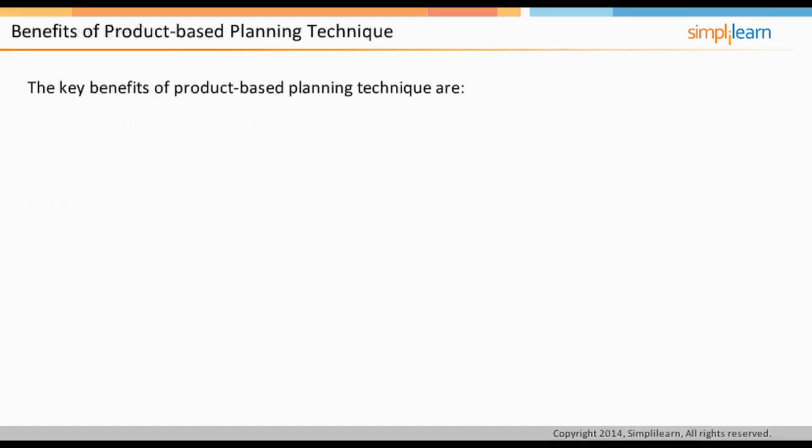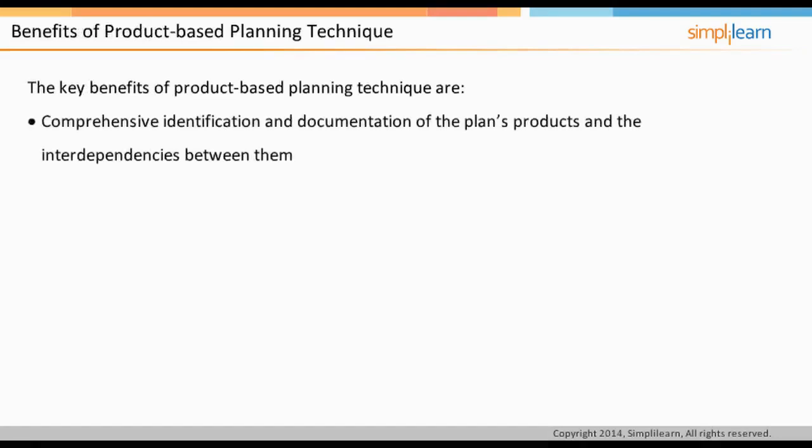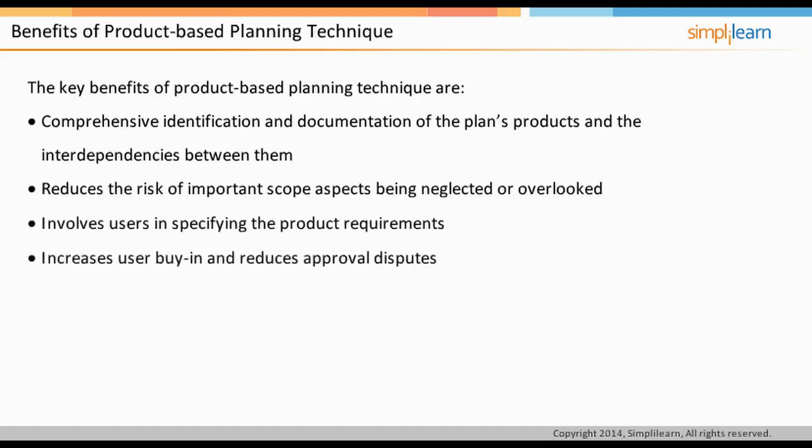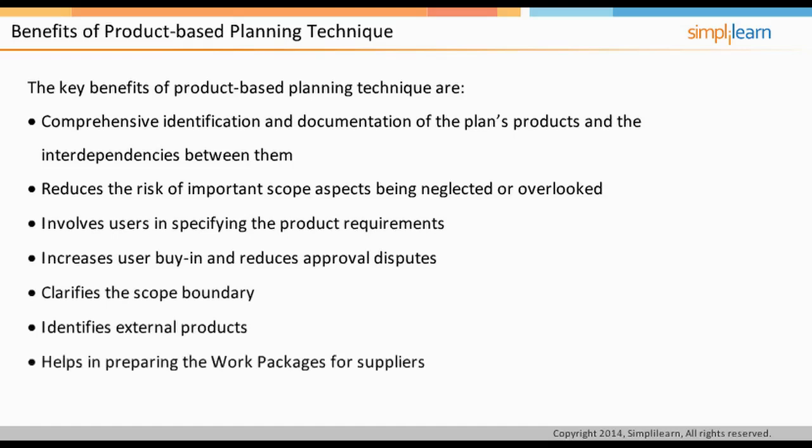The key benefits of product-based planning technique are: comprehensive identification and documentation of the plan's products and the interdependencies between them; reduces the risk of important scope aspects being neglected or overlooked; involves users in specifying the product requirements; increases user buy-in and reduces approval disputes; clarifies the scope boundary; identifies external products; and helps in preparing the work packages for suppliers. In the next screen, let us discuss an example of product-based planning.